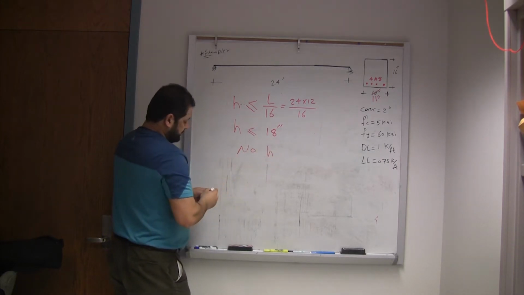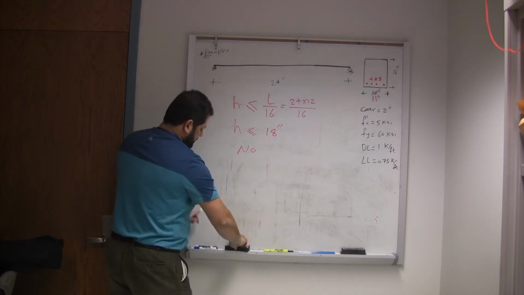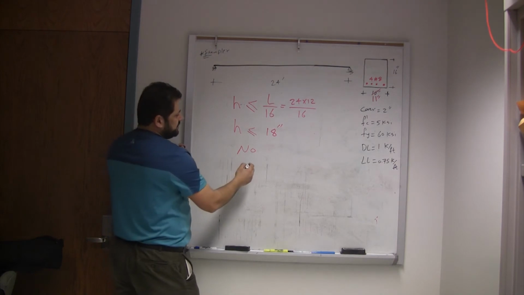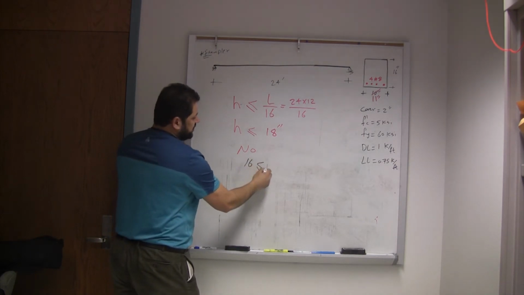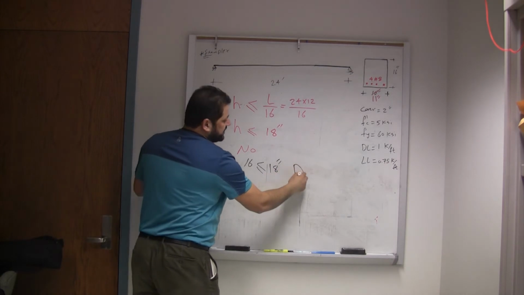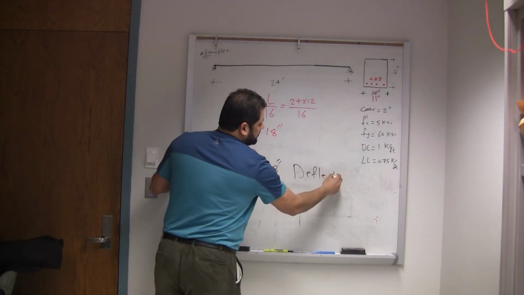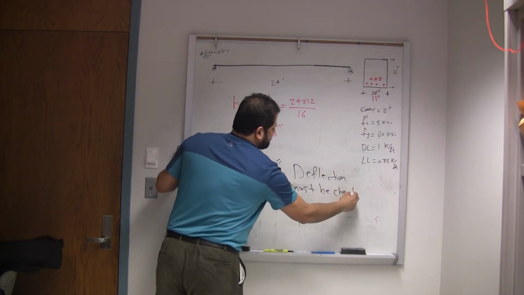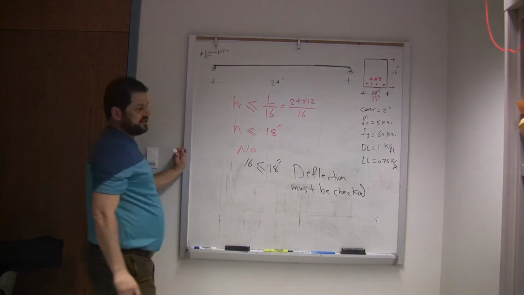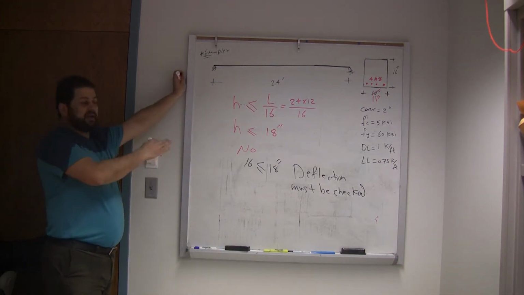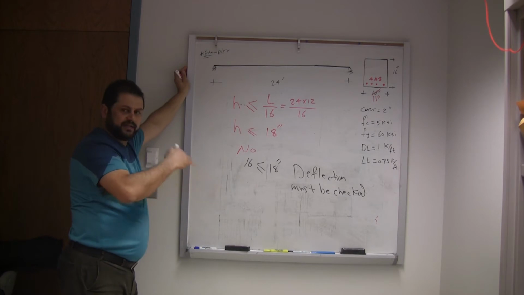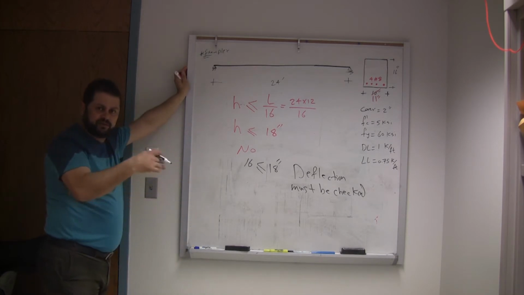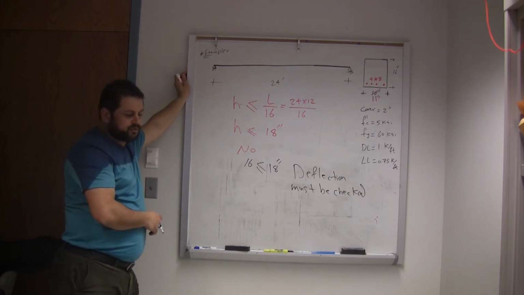No. Our H is 16. No. 16 is less than 18, so deflection must be checked. Deflection must be checked. Okay, so we need to calculate the deflection and evaluate that with the ACI code requirement. Let's say we're going to evaluate the immediate deflection due to the live load.